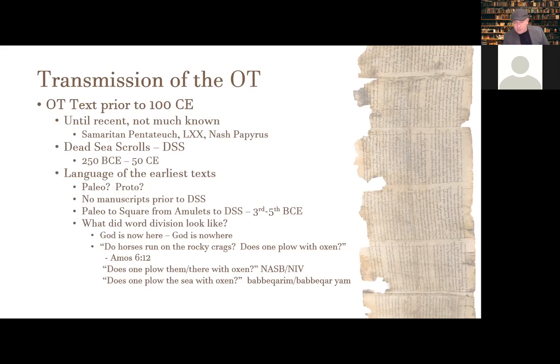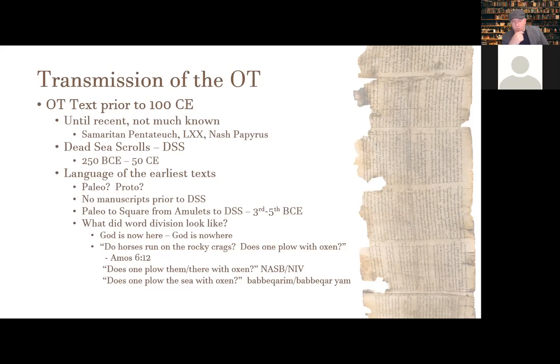We have the New American Standard. They added a word. This is kind of pushing us forward to where we'll be in a couple of weeks with different translations of the Bible. But this is why you have to have a little leniency on our translators. Understand the task that they have is not easy. So the NASB translators add the word "them." They say, does one plow them with oxen? Meaning, does one take oxen and plow the rocky crags? The NIV adds the word "there," same thing. Does one plow there on the rocky crags with oxen?